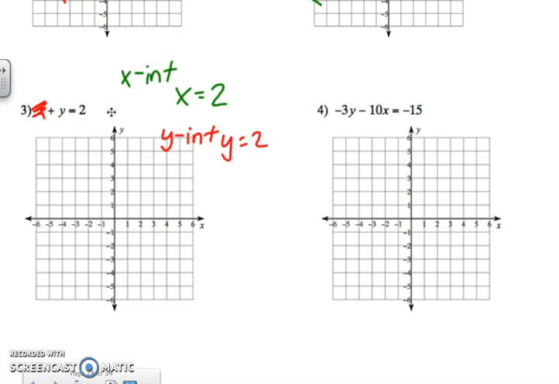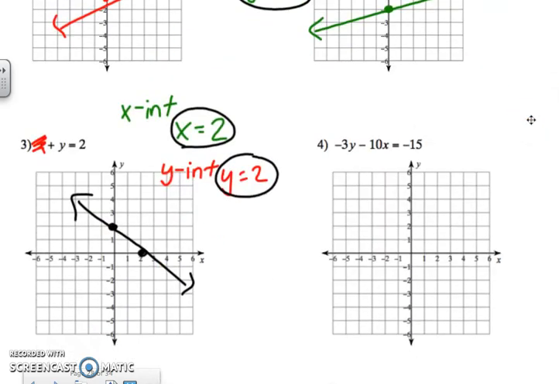And so now that I have an x-intercept and I have a y-intercept, I'm going to graph those 2 points. So here's a 2 on the x, here is a 2 on the y, and then I would connect my points. Okay? Let's try one more together.